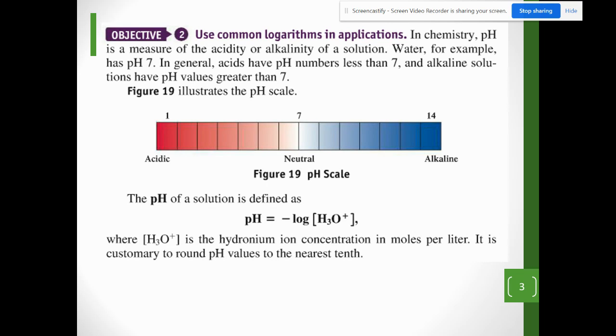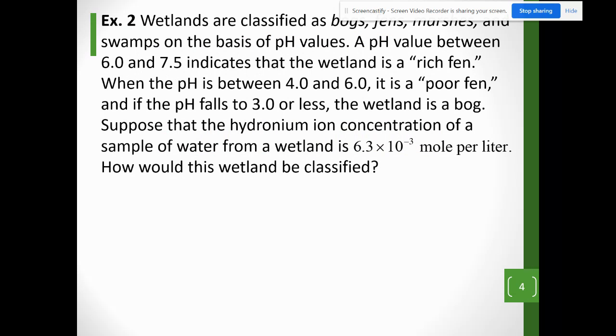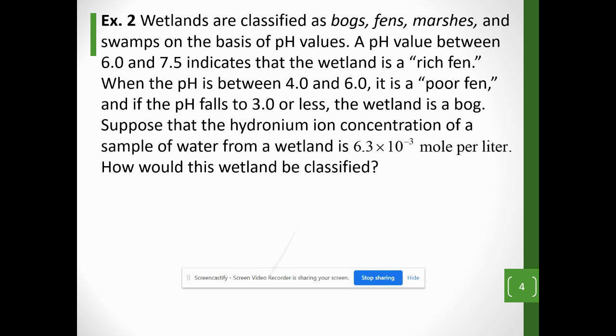Now, the pH of a solution is defined by a formula. We just have this, where H3O+ is the hydrogen ion concentration in moles per liter. Basically, that's the number that we have. So let's take a look at this. I know it looks like a big problem because there's a lot of reading, but it's not too bad.